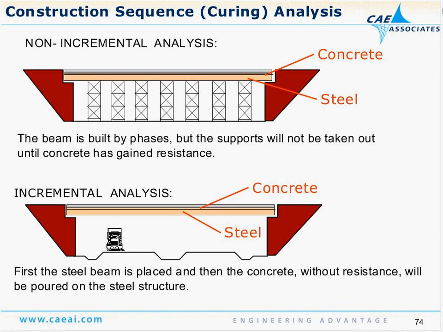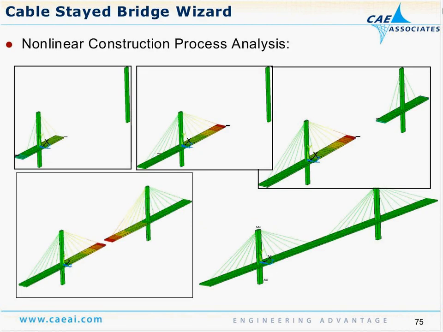So with the incremental procedure, we can specify a different activation time for the concrete and the steel. We can also include the effects of the dead load of the concrete when it gets poured, but no actual stiffness effects will be included in the simulation.